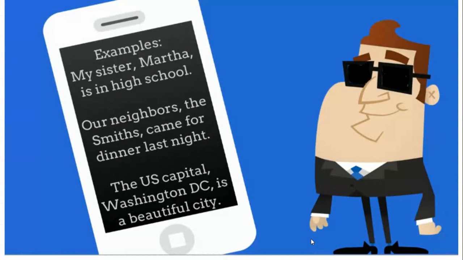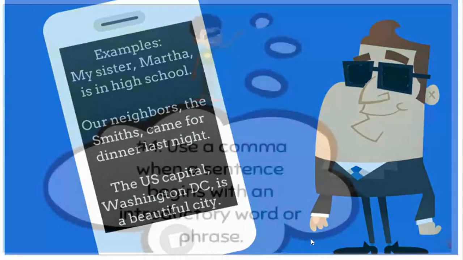Our neighbors, the Smiths, came for dinner last night. So our neighbors is an appositive. Similarly, the US capital, Washington DC, is a beautiful city. So we can also write the sentence without the appositive. For example, Washington DC is a beautiful city.